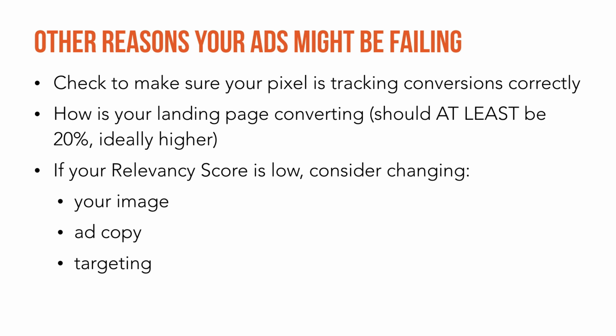Okay, and then we just talked about the relevance score. If it's low, then you might want to consider changing up things like your image, your ad copy, the offer, or the targeting. And again, I'd love to say just do this one thing if your relevance score is low, but unfortunately, it doesn't work like that. So in the next lesson, let's go into Ads Manager and take a look at creating those custom reports and looking at these numbers in Ads Manager.